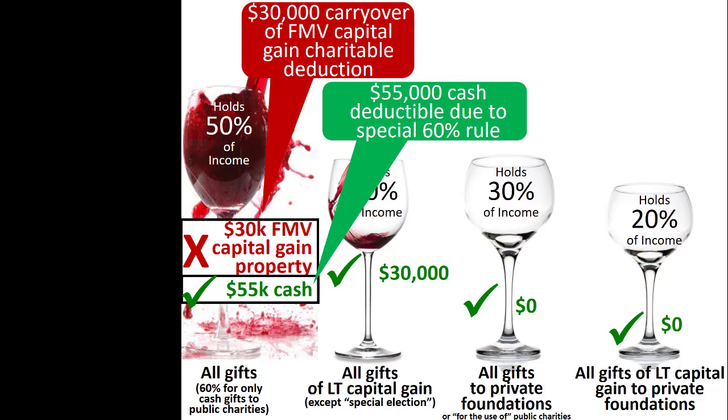Even though the $30,000 of capital gain gifts do fit into the second glass, they must still be carried forward because they do not fit into the first glass. The $55,000 in gifts of cash to a public charity does not spill out of any glass and thus can be deducted in the current year. The first glass can hold the entire $55,000 in gifts of cash to a public charity because it can hold up to 60% of income when, as in this case, it is holding only gifts of cash to charity. It is not holding any of the capital gain gifts, as these all spill out of the glass and must be carried forward into future years.